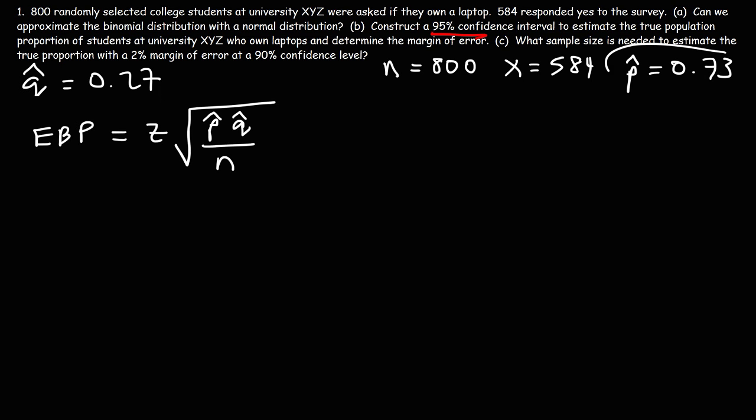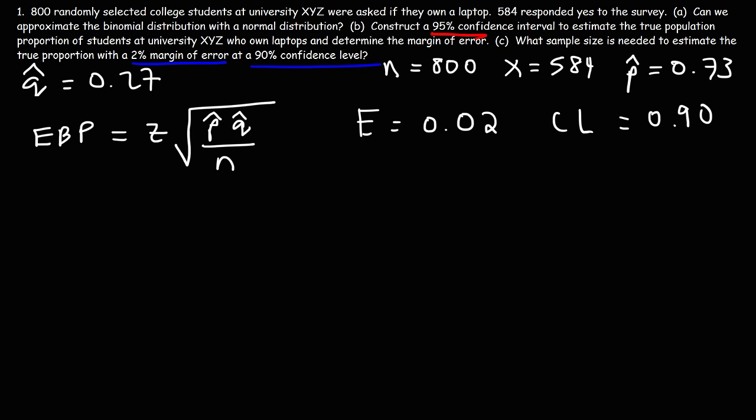Now, the sample proportion and q hat are going to be the same because we're still dealing with the same type of problem. But notice that the margin of error is different and the confidence level. The margin of error is 2%. If you divide that by 100, we can get the decimal value, which is going to be 0.02. And the confidence level is 90% or 0.90. Our goal is to determine the sample size, that is, the new n value. So n is no longer 800 for part C.